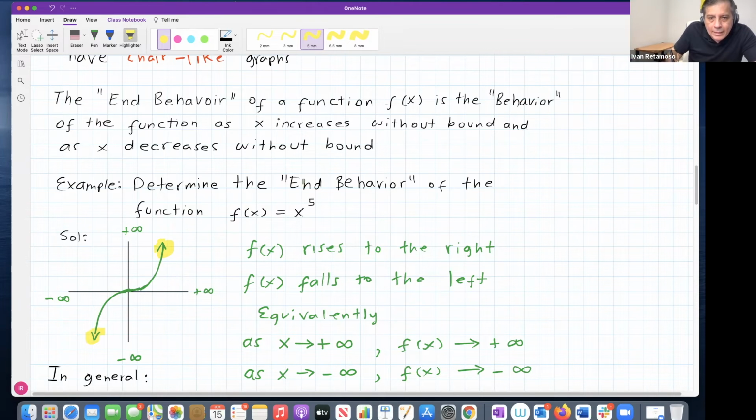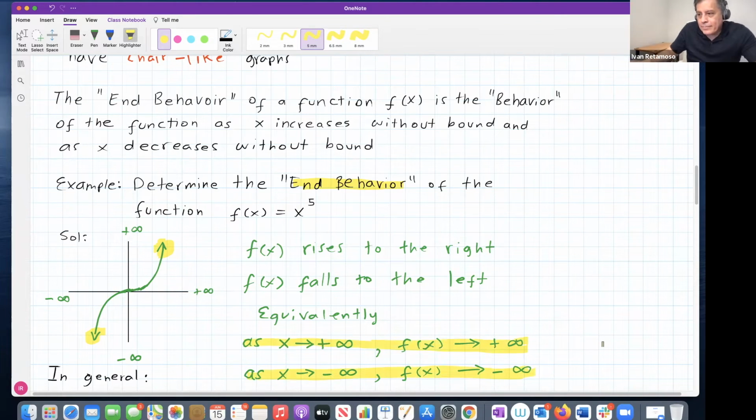So let's highlight this. End behavior. If they ask you what's the end behavior, you can say f of x rises to the right eventually, and f of x falls to the left eventually. Or you can say this using the arrow notation this way. This is the end behavior. Try to remember these for your homework. They're going to ask you for the end behavior of some power functions, some polynomial functions. You will see. Great.